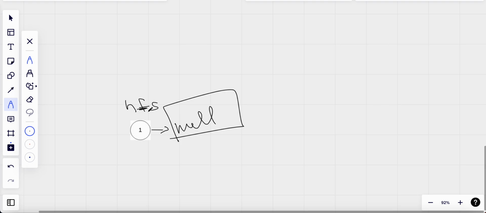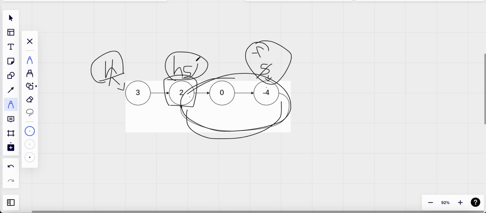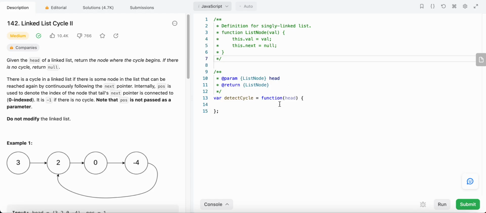So we are going to need a fast pointer and a slow pointer and 2 while loops. One while loop would be to find the point where both fast and slow pointers meet, and the next while loop would be to find the point where head and the slow pointer meet. So let's start coding.